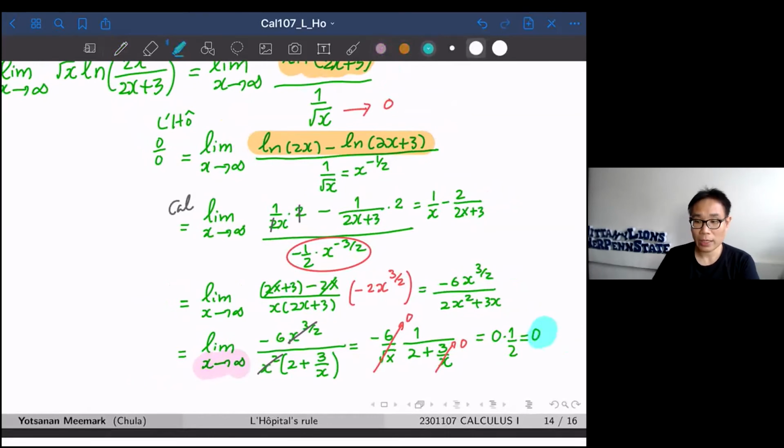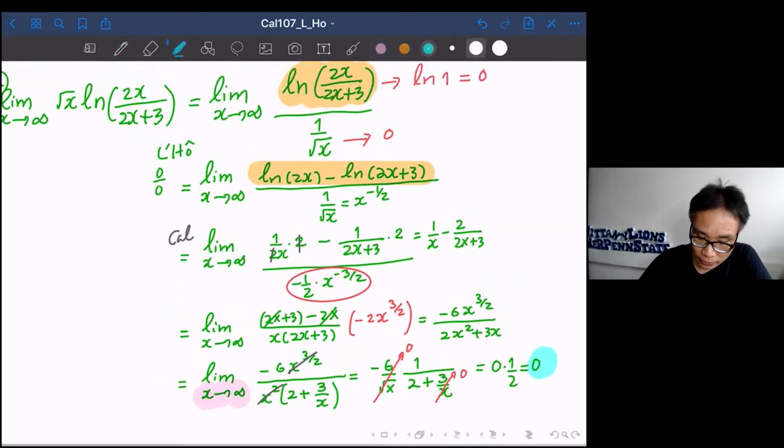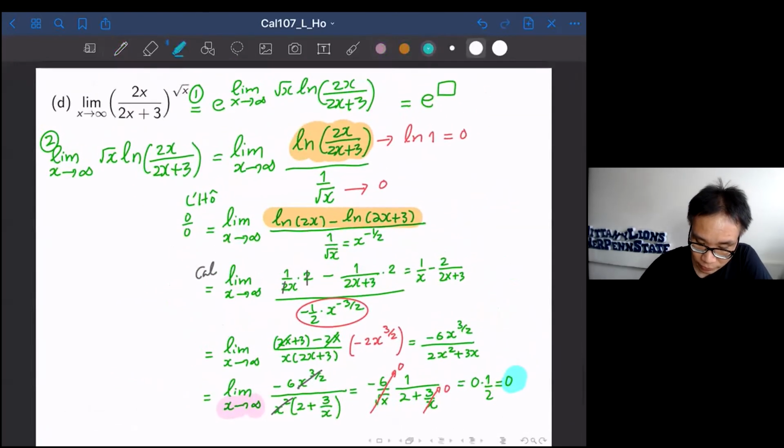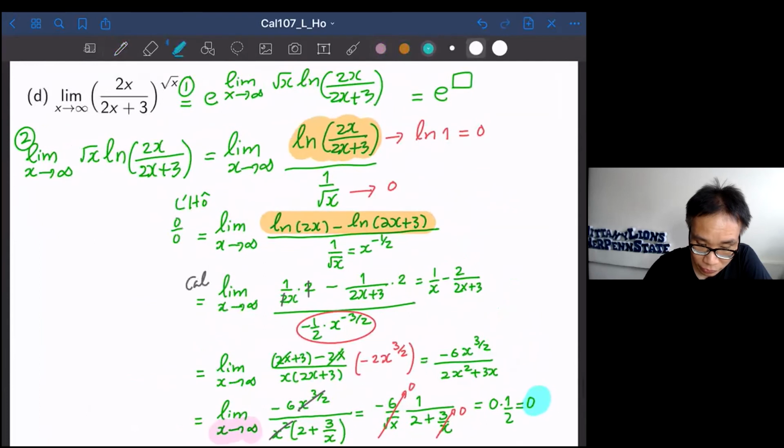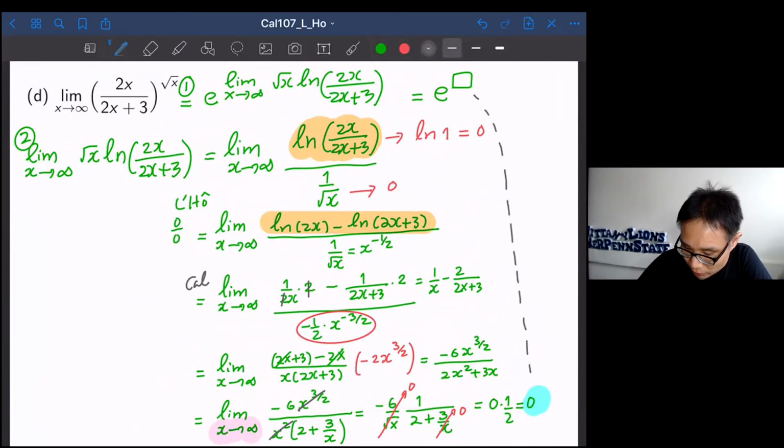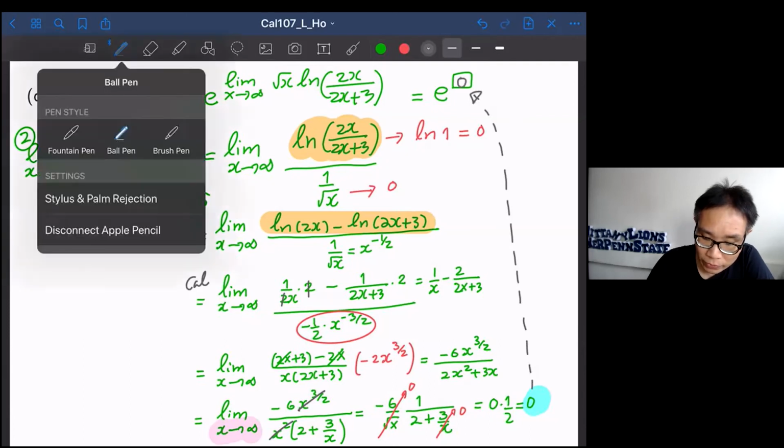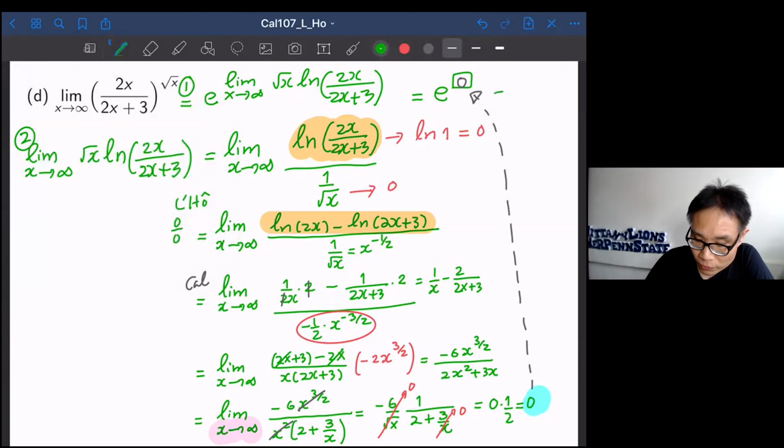Okay, so this one that I highlighted blue before. And then we're going to plug back in. Okay, so we're going to plug this guy back into the original limit. So it's going to be e to the 0, and e to the 0 is equal to 1. Okay, so you get e to the 0 equal to 1. So this one is number 3.